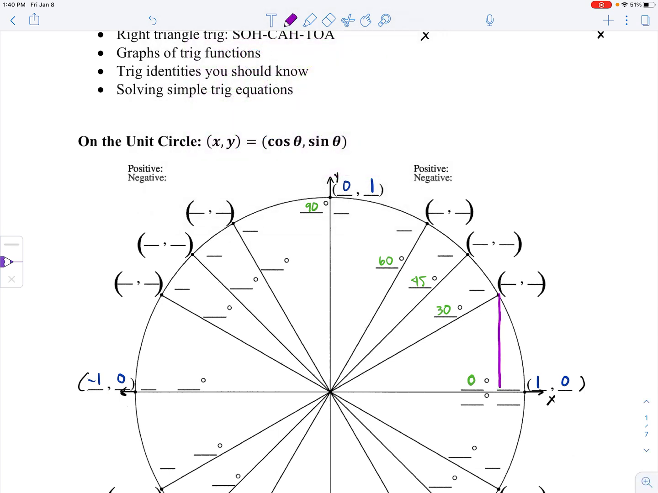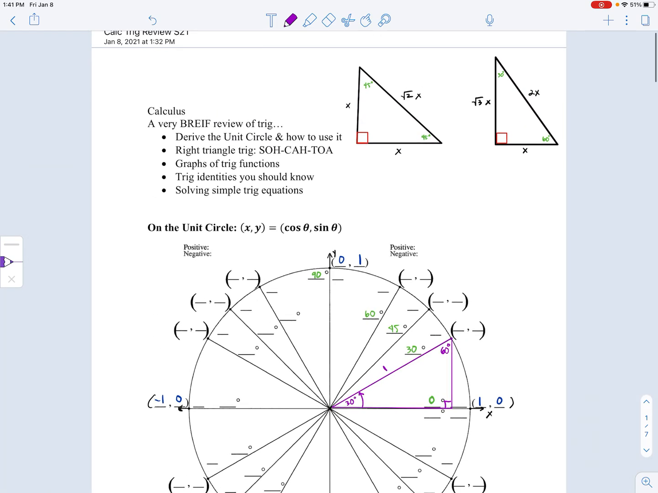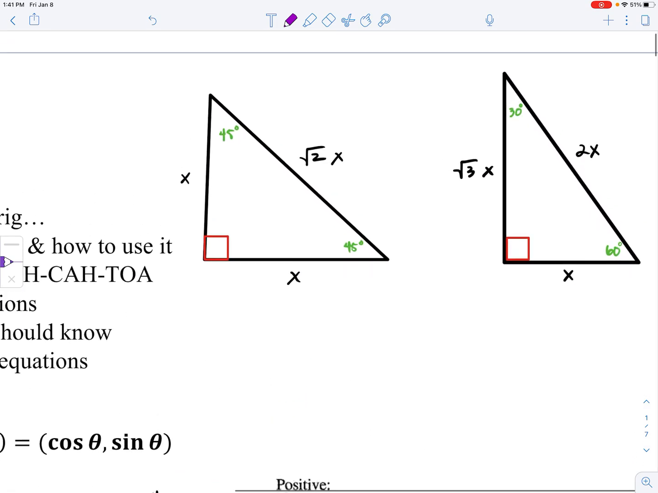So if we think about drawing a right triangle, where this angle down here would be 30 degrees, the angle rotating off of the positive x-axis, that would make this angle up here 60 degrees. And the hypotenuse of this particular right triangle would have to be equal to 1, because it's inside the unit circle, so the hypotenuse corresponds to the radius of the unit circle.